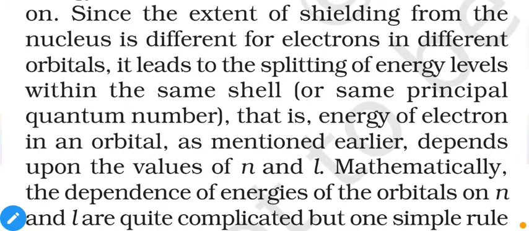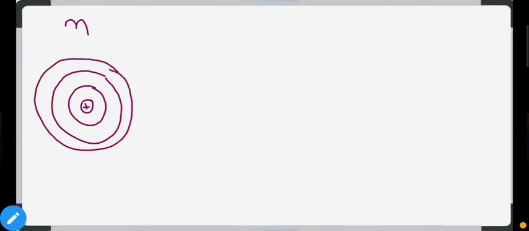That is, energy of electron in an orbital, as I mentioned earlier, depends upon the value of n and L. So first thing, energy depends on n value because n represents, suppose this is our nucleus, this will be first principal quantum number, this will be second, this will be third. As we can see, with increasing value of n, distance from the nucleus is increasing. So obviously if distance increases, then neutralization decreases, and that's why energy increases. That's why energy is directly proportional with principal quantum number n.